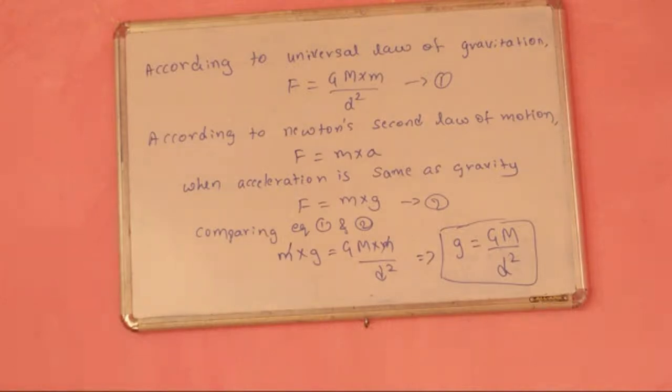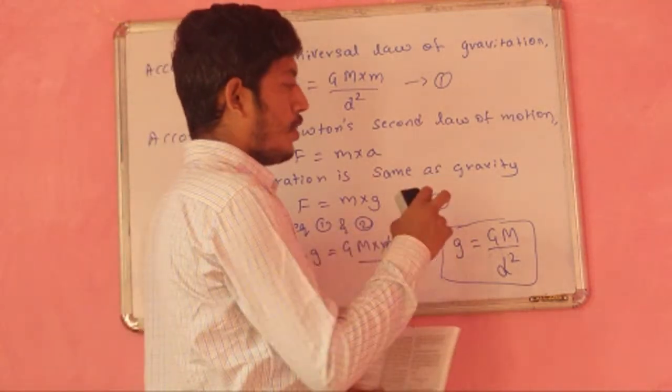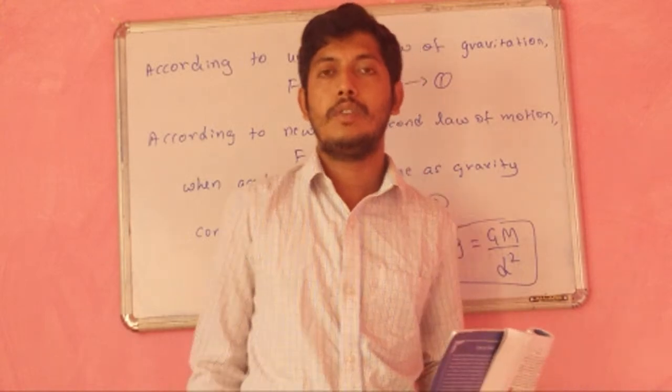So the expression for small g is g equals G M divided by d square. Okay, then next. Now we already found the expression for small g. Now we have to calculate what is the value.